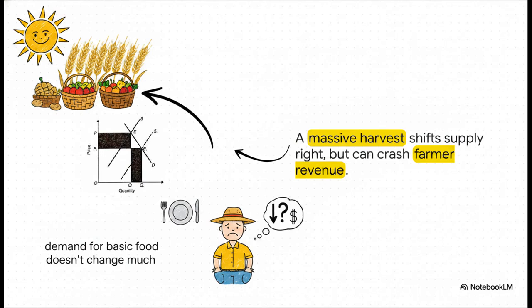And here's where it gets crazy. Imagine a year with absolutely phenomenal weather. An incredible harvest floods the market, shifting the supply massively. You'd think a great harvest is a huge win for a farmer, right? Actually, no. Because human demand for basic food is relatively fixed. I mean, we can only eat so much. This sudden flood of supply absolutely crashes the equilibrium price. The devastating result? The farmer grew way more food, but their total revenue absolutely plummets.